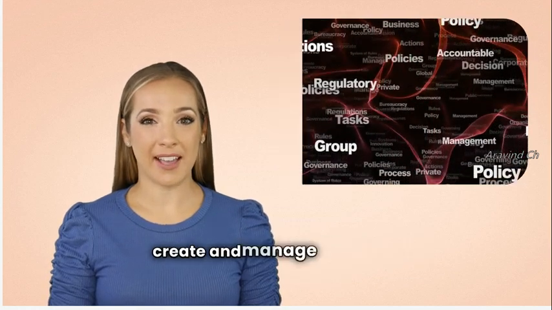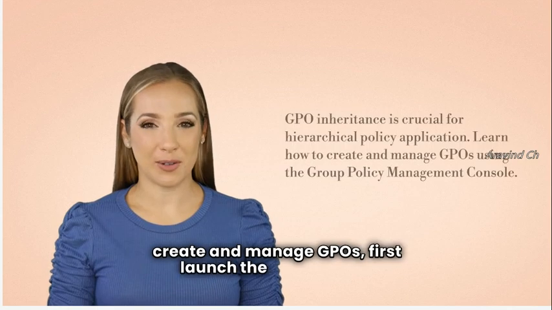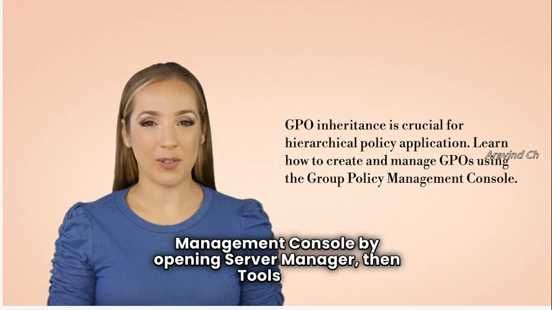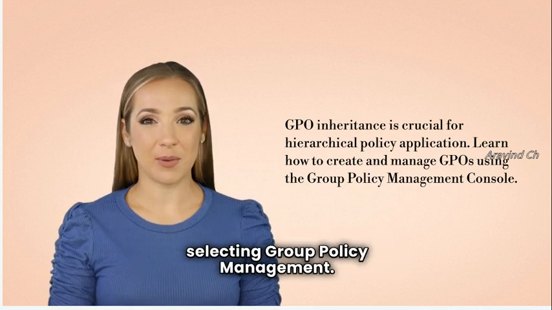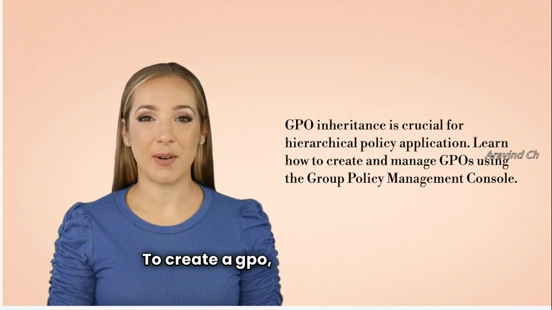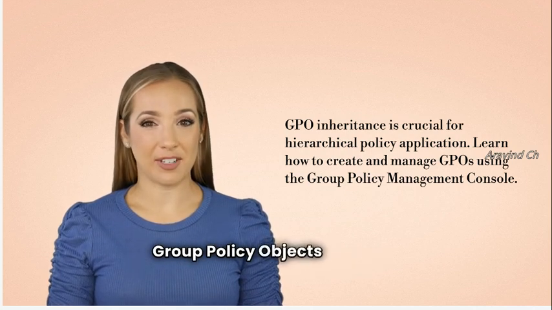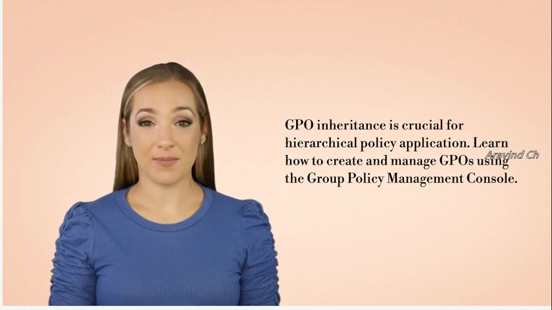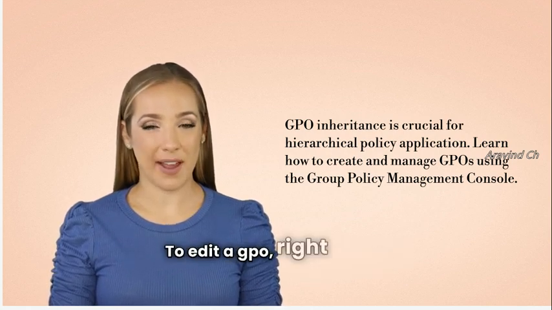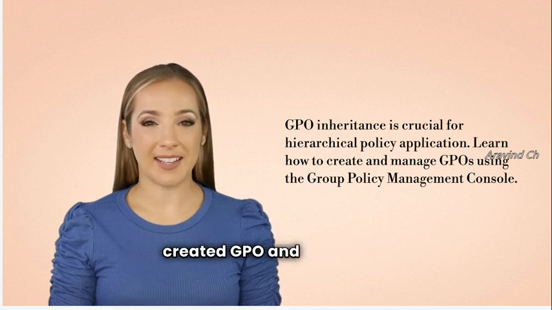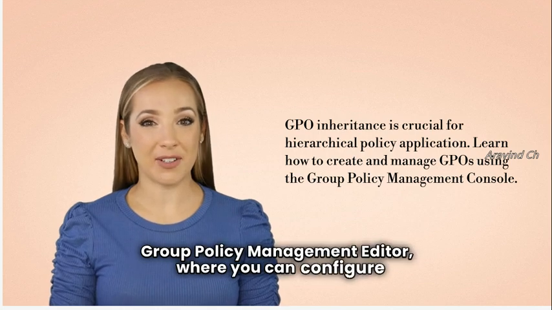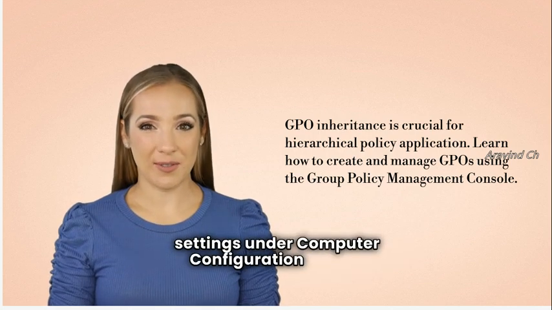To create and manage GPOs, first launch the Group Policy Management Console by opening Server Manager, then Tools, and selecting Group Policy Management. To create a GPO, click on the Group Policy Objects node and select New. Name the GPO and click OK. To edit a GPO, right-click the newly created GPO and select Edit, which opens the Group Policy Management Editor, where you can configure settings under Computer Configuration or User Configuration.